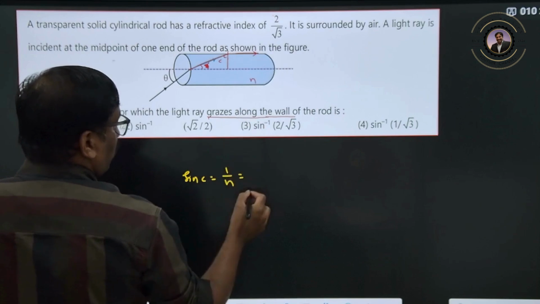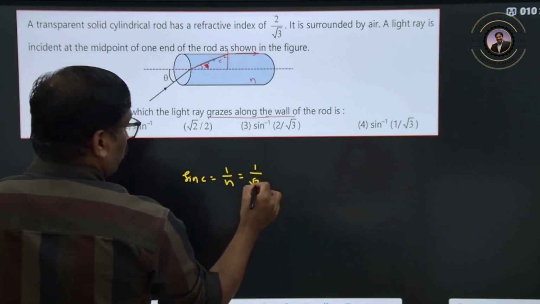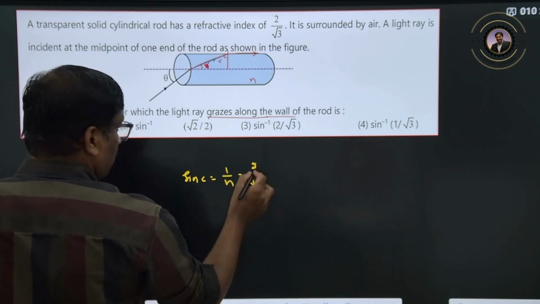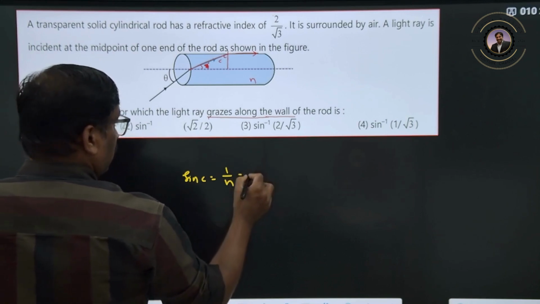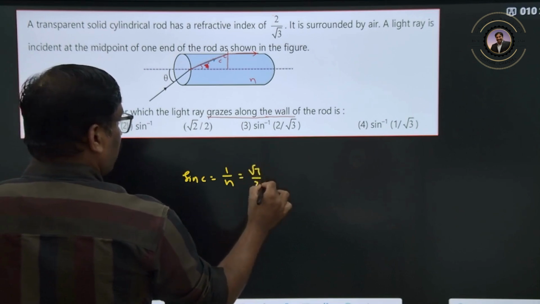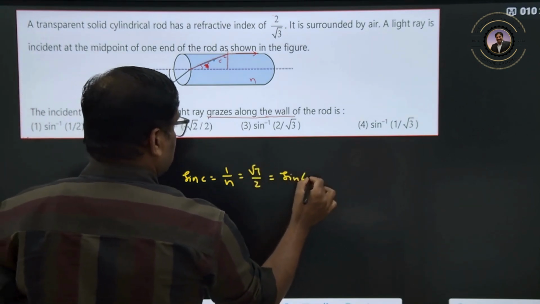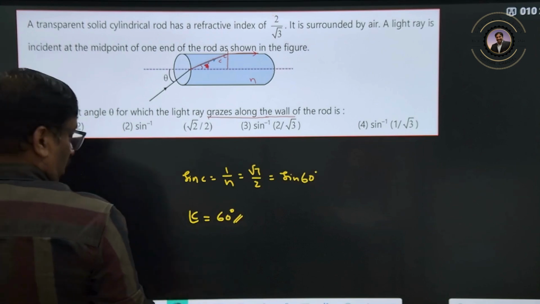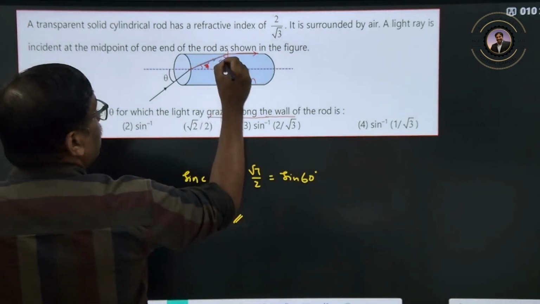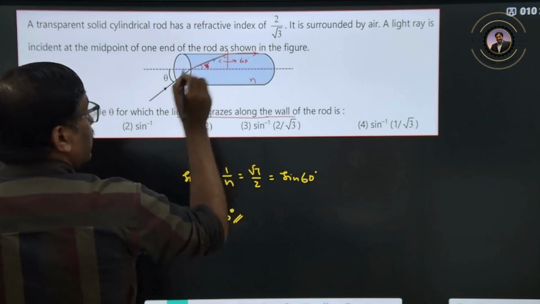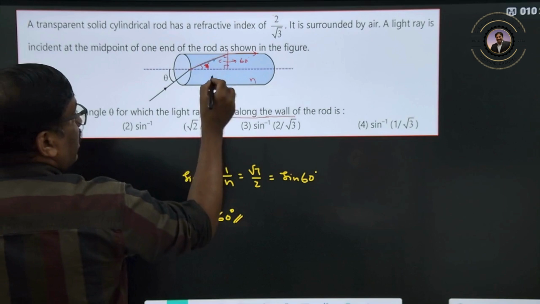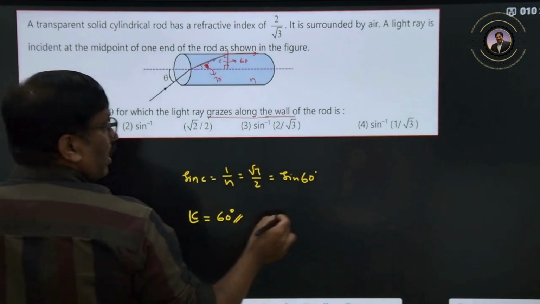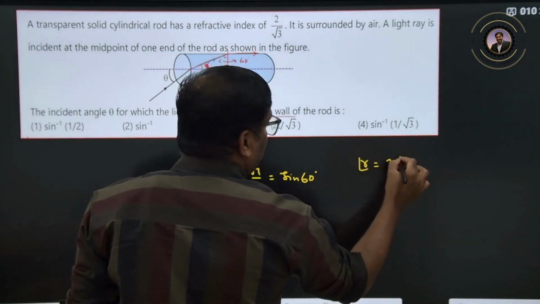The n value is nothing but 2 by root 3. So 1 by n is root 3 by 2, that means sin 60. Therefore the critical angle will be equal to 60 degrees. Now this angle is 60 degrees, and this angle we want to calculate. That means this is 90, so this R should be equal to 30 degrees. Now I got angle R equal to 30 degrees.